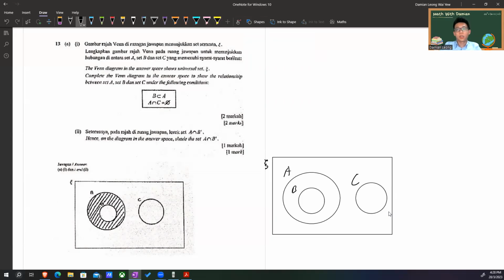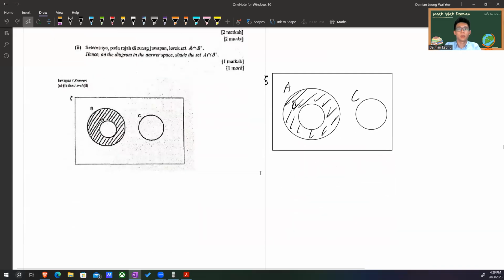And shade the set A intersect B complement. A intersect B complement means inside A and outside of B at the same time. Inside A, outside of B, that's why it's here. That's the shaded region. So this is the answer.